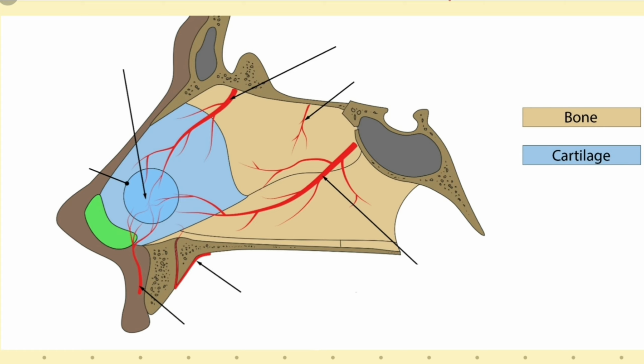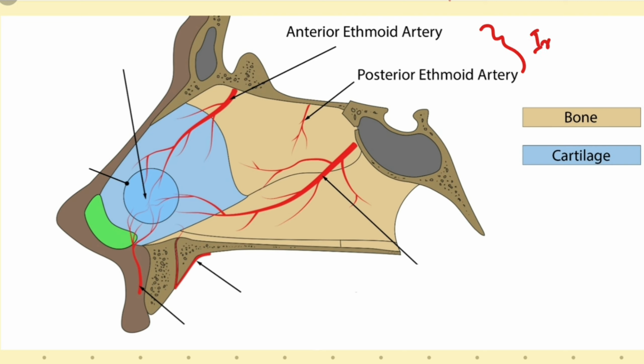Now, one by one, let's see which artery is which. Tell me, can you guess which artery this is? Basically, this is the anterior ethmoidal artery, a branch of the ophthalmic artery, part of the internal carotid system. Which is this artery? This is the posterior ethmoidal artery, which is again a branch of the internal carotid system, and they both are branches of the ophthalmic artery. Now the internal carotid system is covered.